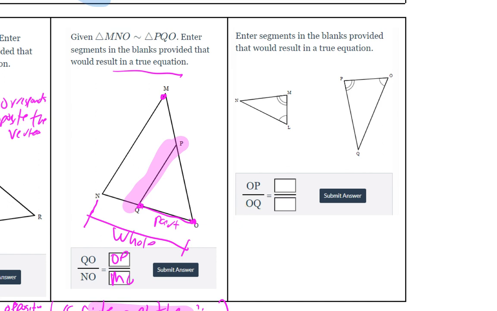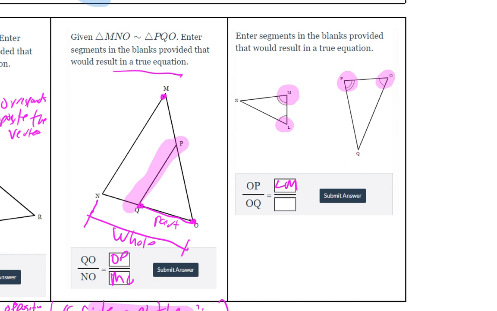So OP over OQ. Okay, well, what do we notice? We know that these two are the same, and these two are the same. So they are similar. So let's set it up. What do we know about OP? OP goes from the 1 to the 2, right? So would it be ML or LM? Well, if it goes OP, then it needs to be LM, right? That makes sense. LM. Okay?